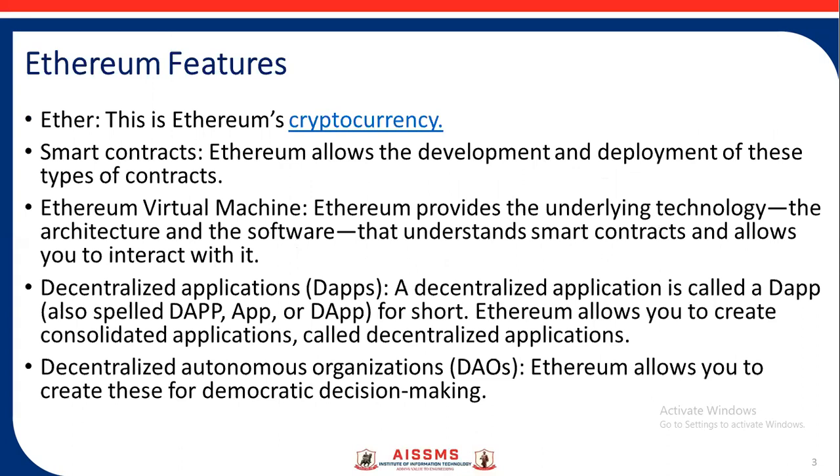First of all, what is Ether? Ether is Ethereum's cryptocurrency. Then smart contracts: Ethereum allows the development and deployment of these types of contracts. Ethereum Virtual Machine: Ethereum provides the underlying technology, the architecture, and the software that understands smart contracts and allows you to interact with it.